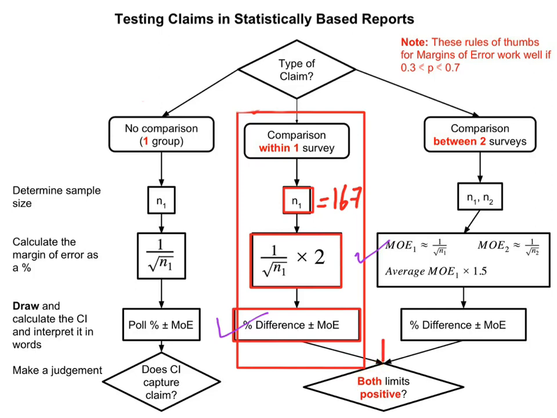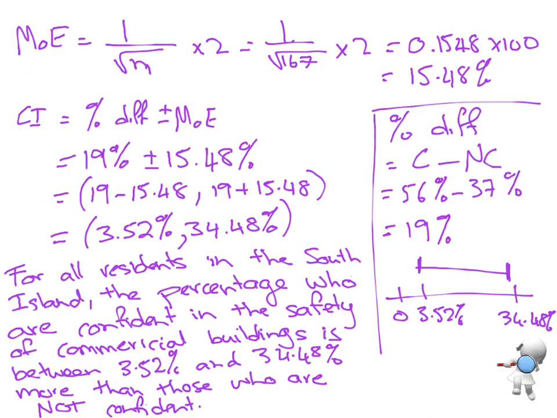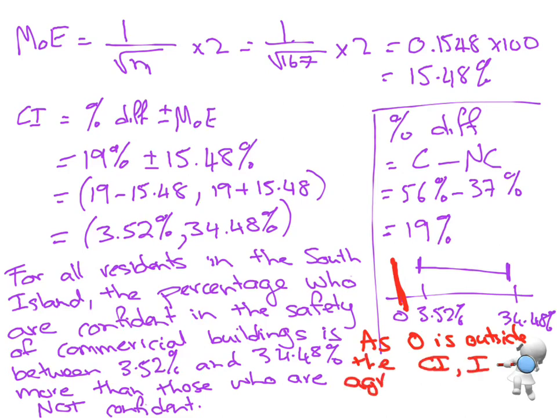Now we need to look at the claim, and look at whether the limits are positive or negative, or whether zero is included in this confidence interval. The claim was that more people are confident. Zero is outside of the confidence interval. All right. Therefore, I agree with the claim. As zero is outside the confidence interval, I agree with the claim. And there we are.